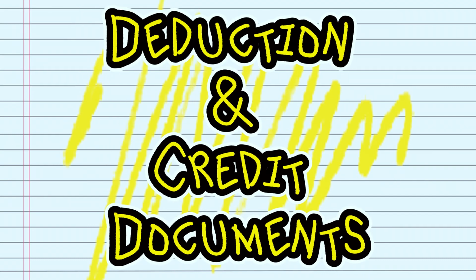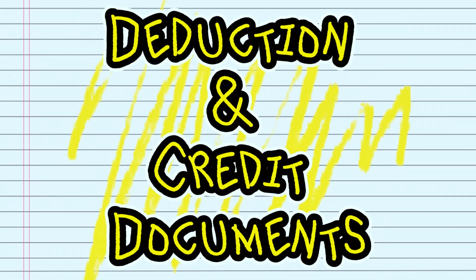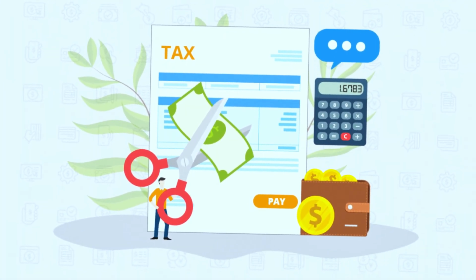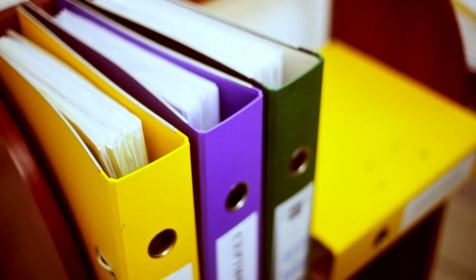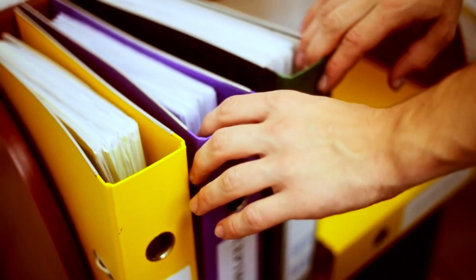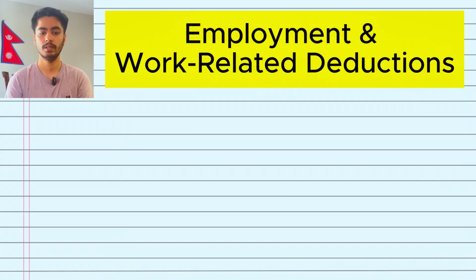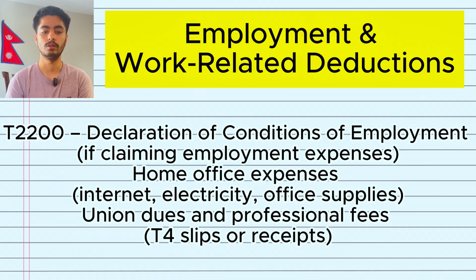Another document we need to collect is deduction and credit documents. If you qualify for deductions and tax credits, you need proof to claim them. So let's see what we need to have to claim deductions or tax credits. Employment and work related deductions: if you are spending money in your employment and you're claiming that back.